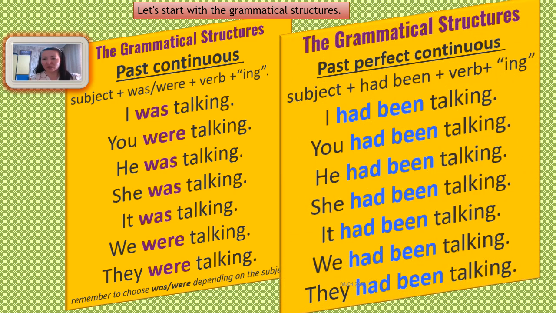The grammatical structures. Past perfect continuous. Subject plus had been plus verb plus ing. I had been talking. You had been talking. He had been talking. She had been talking. It had been talking. We had been talking. They had been talking.